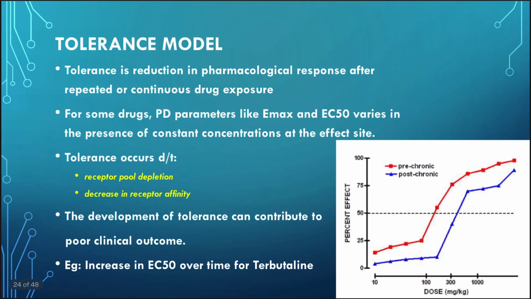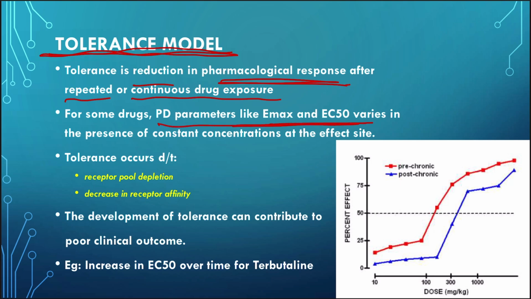Then, coming to the next one, that is the tolerance model. So what is tolerance? Tolerance is basically defined as reduction in the pharmacological response after repeated or continuous drug exposure. Here the concentration of the drug remains the same, but the effect which was earlier produced is not seen now. So you can see the PD parameters, that is Emax and EC50, that is the concentration which produces half of the maximum effect, actually vary, but the concentration of the drug at the effect site remains the same.